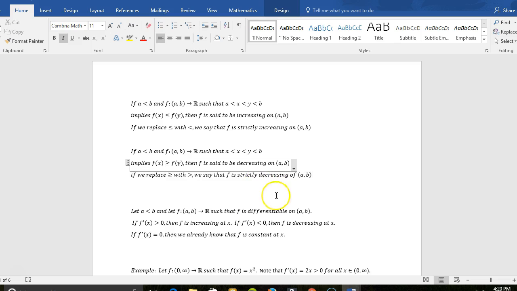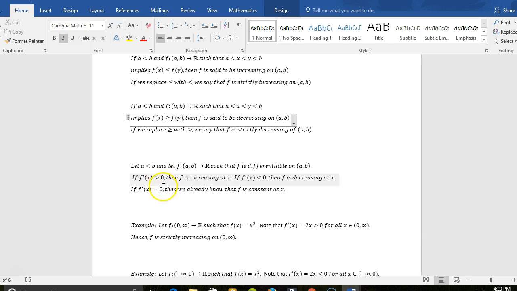Now, if a is less than b, and if f is a function on the open interval ab into r such that f is differentiable on ab, or just suppose that that is the case for f. So we're letting f be this function that's differentiable on the open interval ab. If f prime of x is greater than 0, then f will be increasing at x. This can be proven, but we're not going to prove it. And now if f prime is less than 0, then f is decreasing at x.